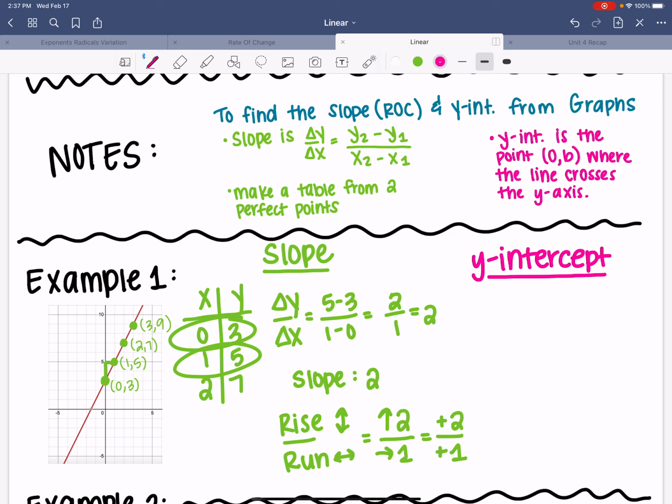All right, now let's talk about the y-intercept. Well, the y-intercept from a graph is the point where the line crosses the y-axis. So this line crosses the y-axis. Remember, this is our y-axis. This is the x-axis. So this line crosses the y-axis at 0, 3.